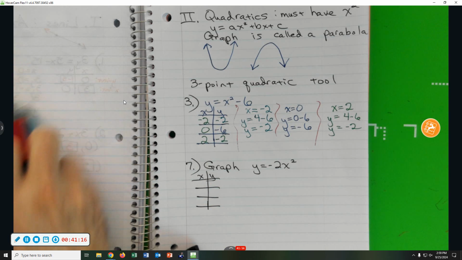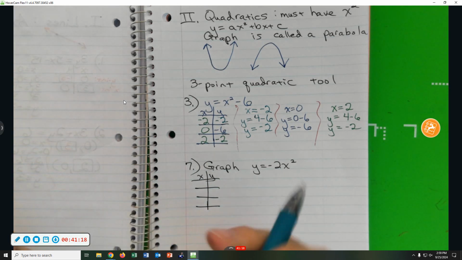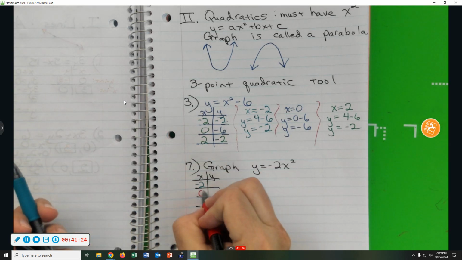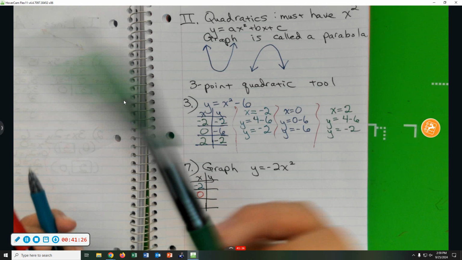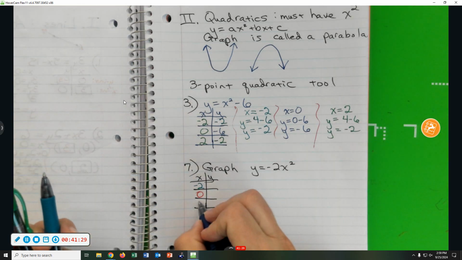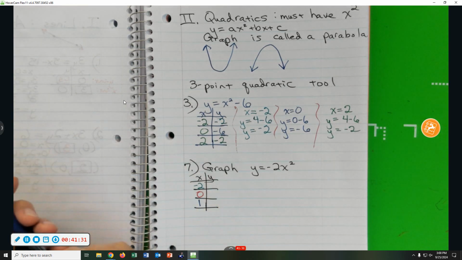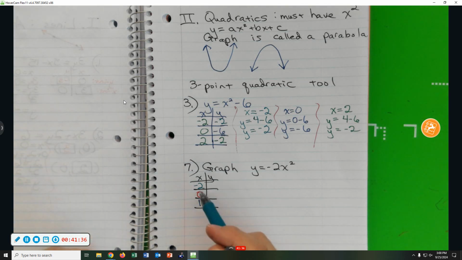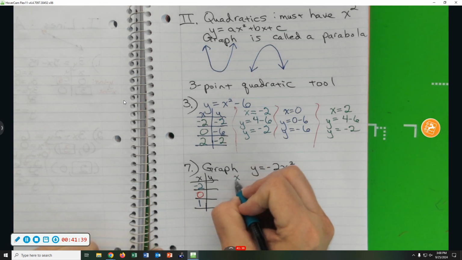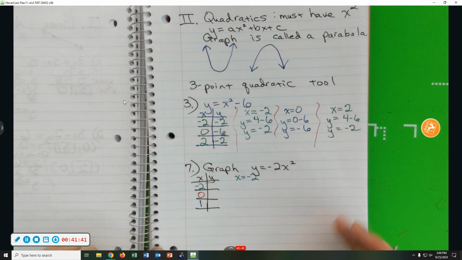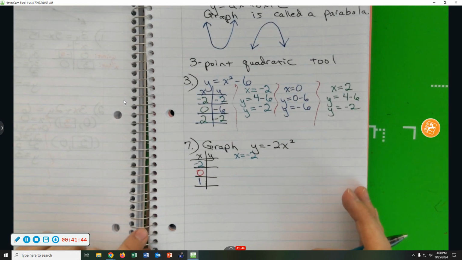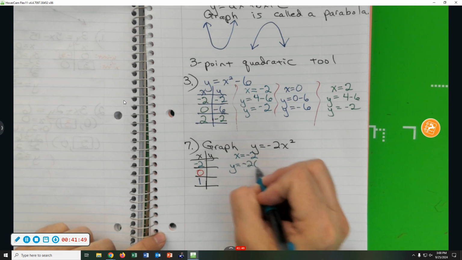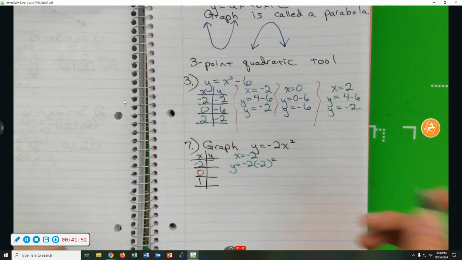Why don't we plug in negative 2, 0, and positive 1. So let's start off with that x value equaling negative 2. X equals negative 2. Then y is equal to negative 2 times negative 2 squared.